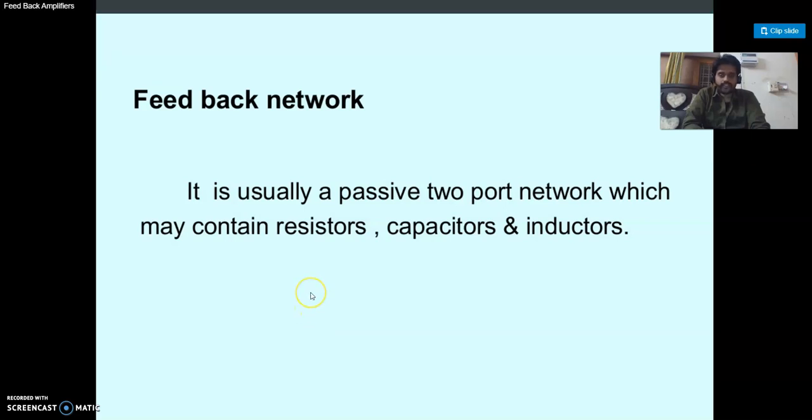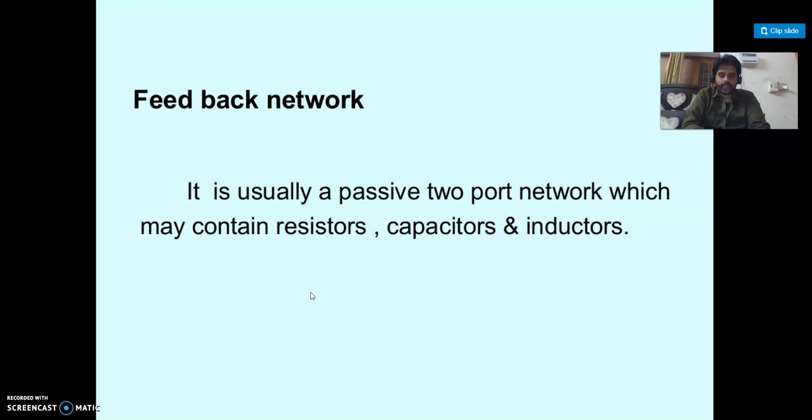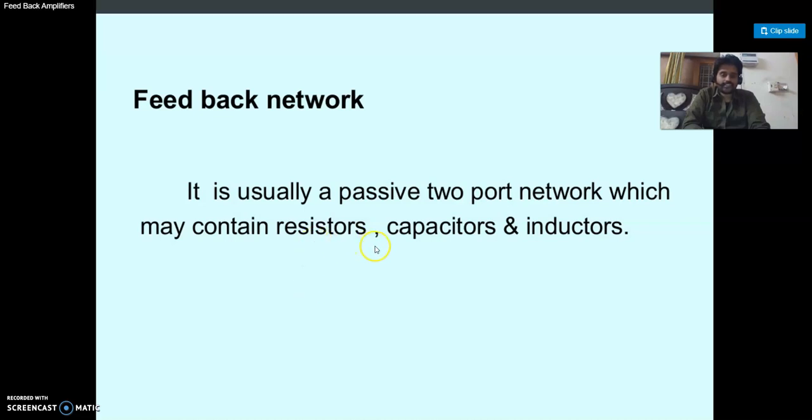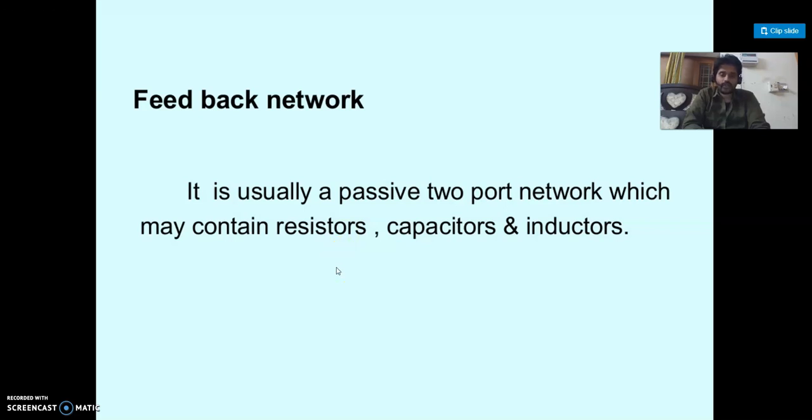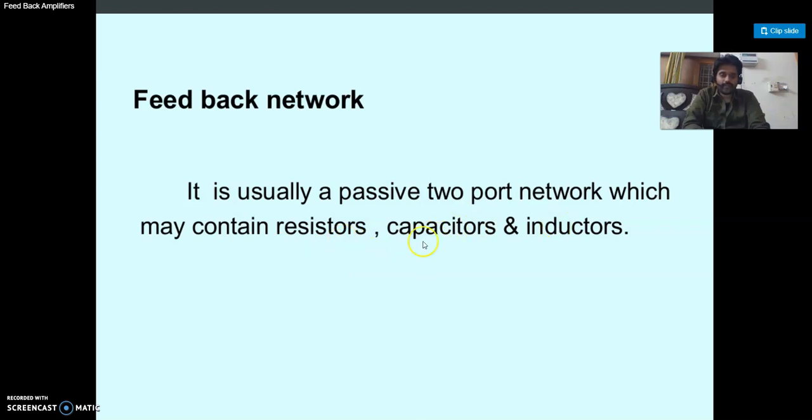In general, students, the feedback network is built with passive elements like resistors, capacitors, and inductors. I will show you the circuits of the appropriate feedback amplifiers, so that you can easily identify what elements are present in the feedback network.